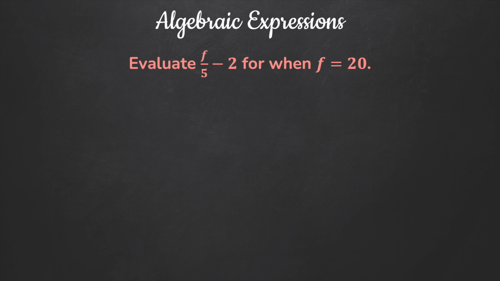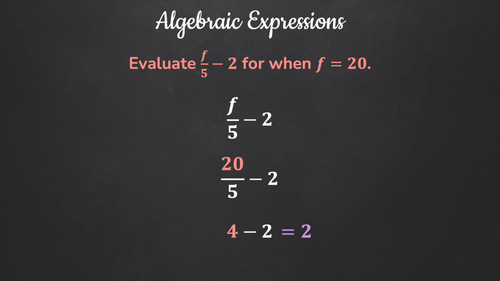Here we have evaluate f over 5 minus 2 for when f is equal to 20. Here we have two operations. We have division and we have subtraction. First we're going to substitute f for 20 because it's given to us that f is equal to 20. According to order of operations, we are going to divide first and then subtract. So 20 divided by 5 is equal to 4. And 4 minus 2 is equal to 2.